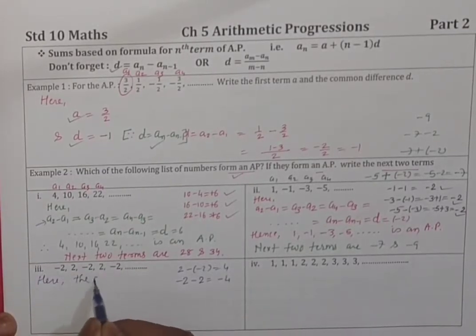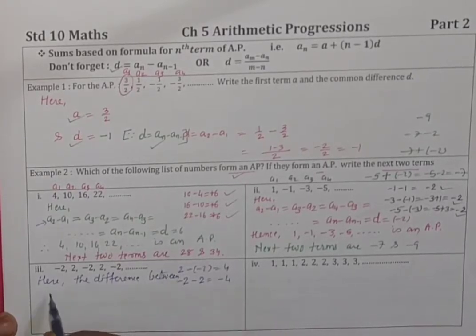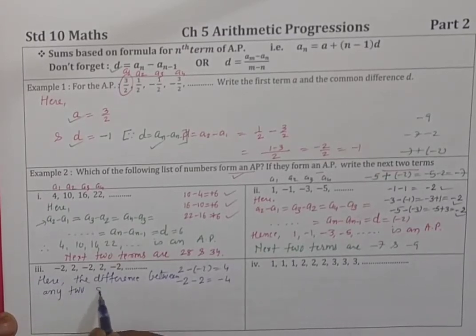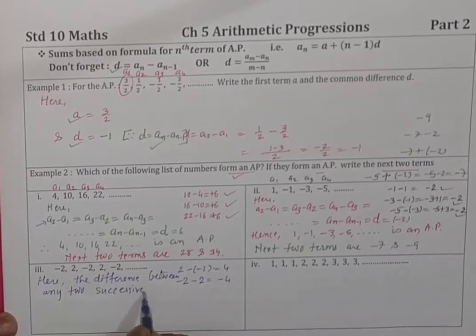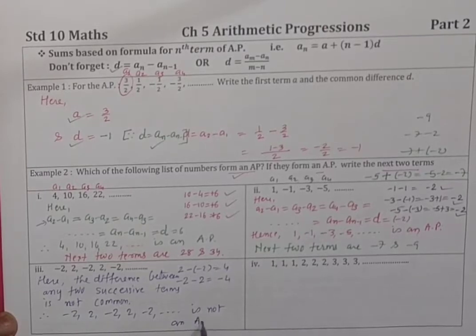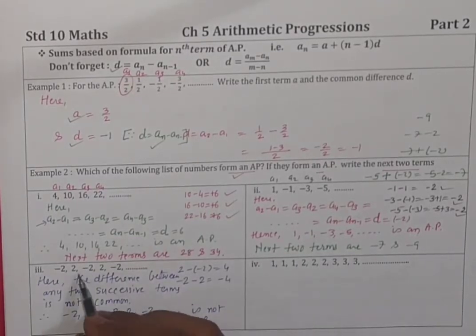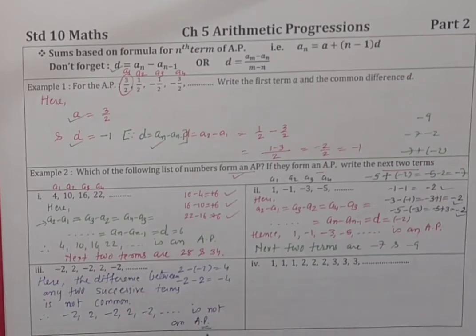Here, the difference between any two successive terms is not common. Therefore, minus 2, 2, minus 2, 2, minus 2 dot dot dot is not an arithmetic progression. Since it is not an arithmetic progression, we do not have to think about the next two terms. Alright. It is in progression but not arithmetic.